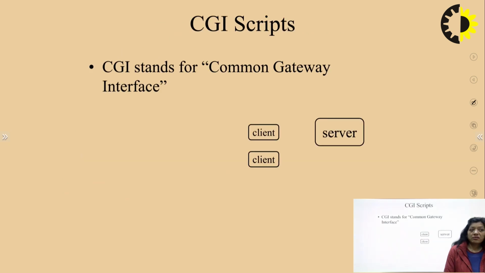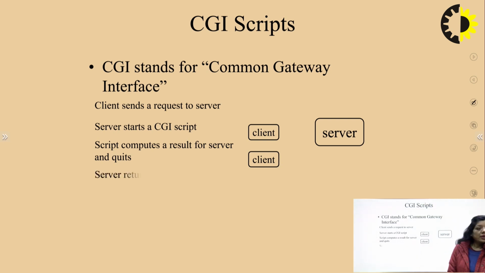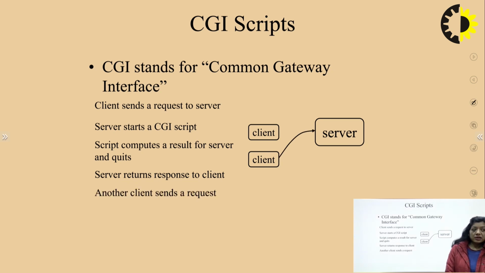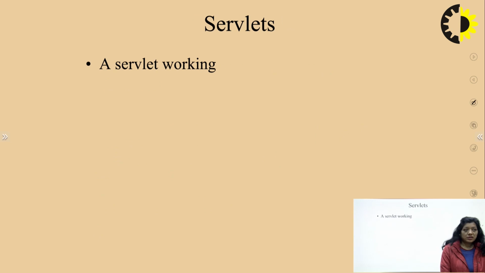Now the question is, what is a CGI script? CGI, basically, stands for Common Gateway Interface. So in CGI, the client sends a request to a server and the server starts a CGI script, and the script computes a result for the server and quits, and the server returns the response to the client. Another client sends a request, and the server starts the CGI script again, etc. This is how CGI works.